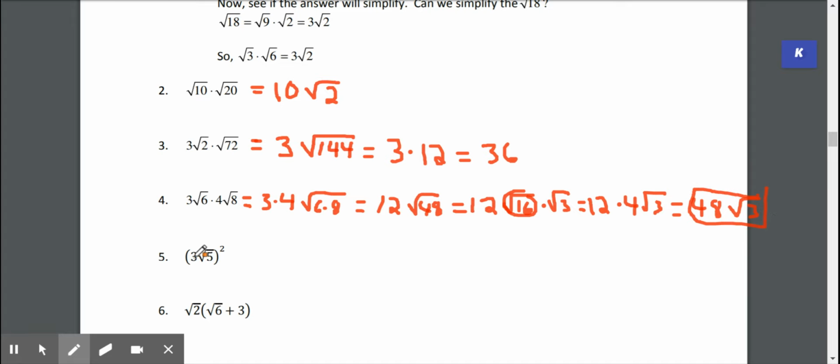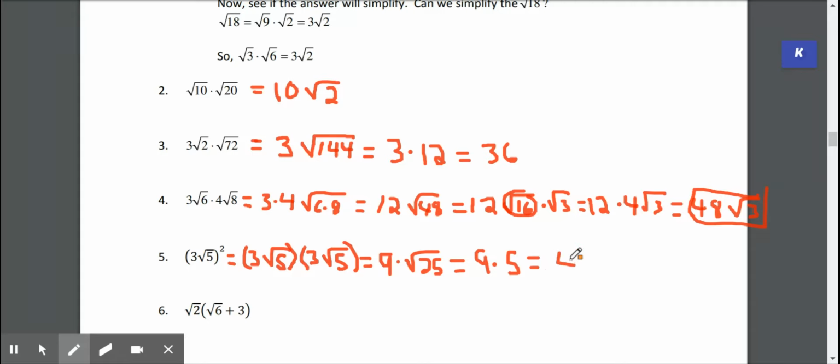Okay, here we're squaring this. We actually get a shortcut: we can square each individual portion here, or we can write it out. Okay, so I think to alleviate confusion, I'm going to write it out, and we'll do the shortcuts in a later video. Okay, now the 3 times 3 is going to give me the 9 on the outside, and the root 5 times root 5 is going to give me a root 25. Okay, now the square root of 25 we can take, and that's going to be 5. And 9 times 5 is going to give me 45. And there's your simplified answer.